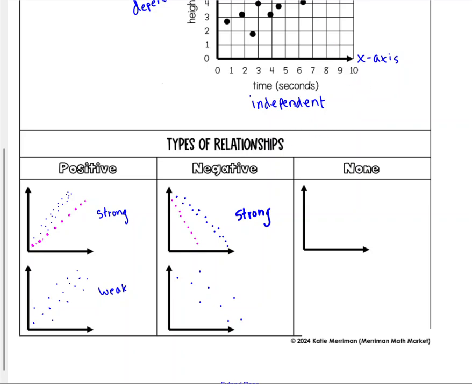And then finally, you have no relationship, where you have points that are just all over. You can't really tell if it's positive or negative. They're just like this. So this is a none. All right, let's go to the next page.